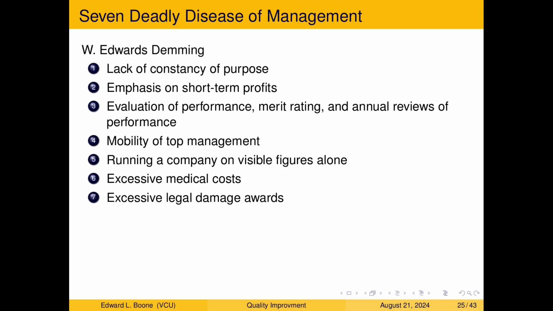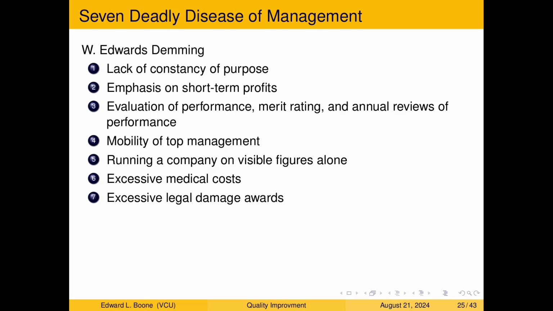Mobility of top management. This is a disease because if top management constantly changes, that causes a lot of problems with people who work under it. So having a consistent management is very positive. Running a company on visible figures alone. I just look at profits, or I just look at the quantity that we're turning out versus maybe some other aspects of the company that we could improve that may not translate directly into one of those figures that you look at. Excessive medical costs.